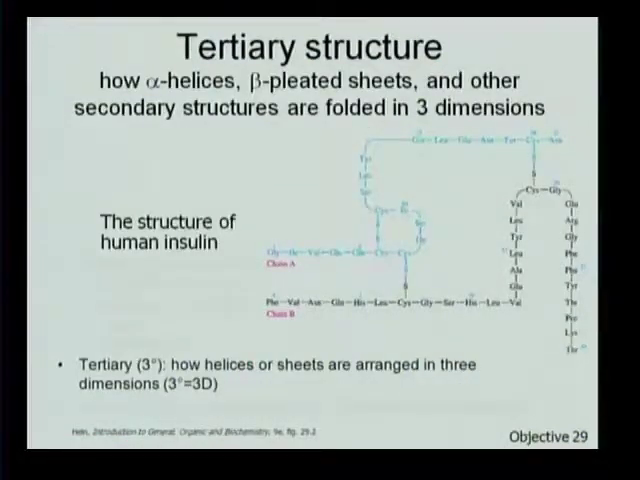Next, we'll look at tertiary structure, and that's how we put together these alpha helices, the beta-pleated sheets, and the unorganized secondary structures into 3 dimensions. So just remember that 3 dimensions has to do with tertiary structure. For example, insulin consists of 2 chains, shown here as chain A and chain B. Each of those chains consists of a primary and a secondary structure, and when we put those 2 chains together into a three-dimensional structure that makes a functional insulin molecule, then we call that tertiary structure.